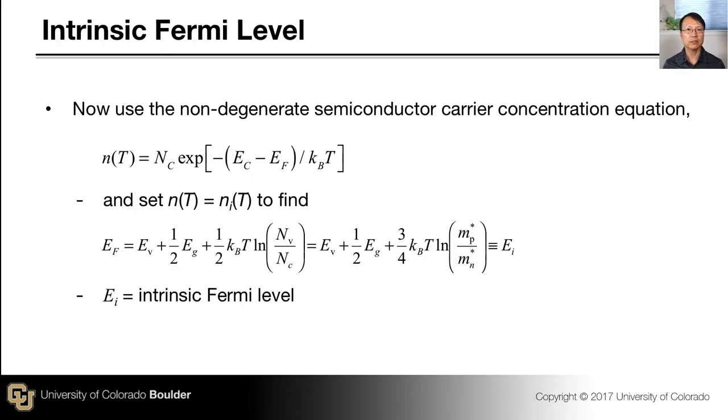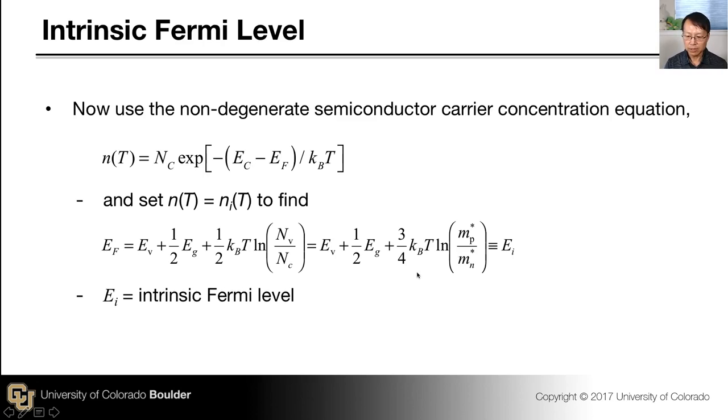Now we can calculate the Fermi level of these intrinsic semiconductors. How? Now we know the carrier concentration, and we can use the equations for non-degenerate semiconductors that we derived in the previous video. The carrier concentration here is n sub i, because we have an intrinsic carrier concentration. Then plug in n sub i here, and solve this equation for E_F. If you do that, then you get this equation here.